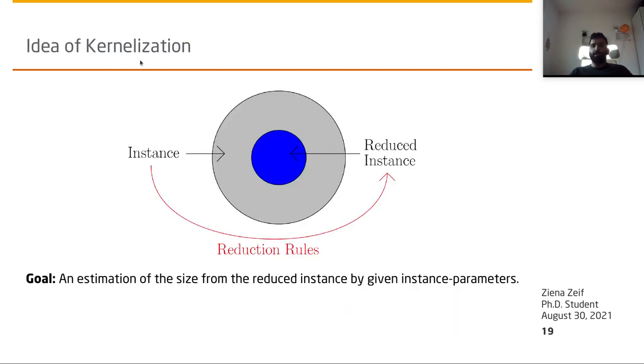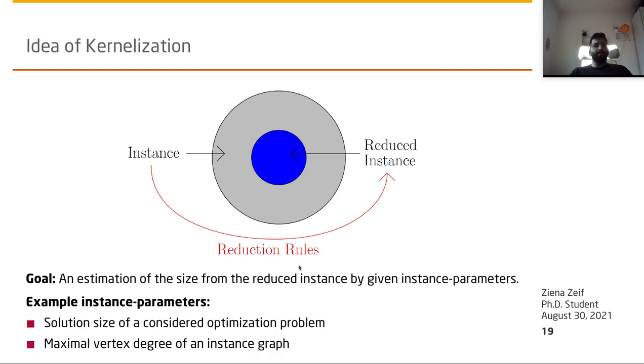Next, we want to design a kernelization algorithm through the balanced crown decomposition. Given is an instance of an optimization problem again, let's say you know some reduction rules for it, you use them and afterwards you consider a reduced instance without influencing your optimization problem. Now you want to know how good your reduction rules are. The measure for this is to bound the reduced instance by some given instance parameters. This is the idea of kernelization. What is the instance parameter? For example, the solution size of a considered optimization problem or the maximal vertex degree of an instance graph.